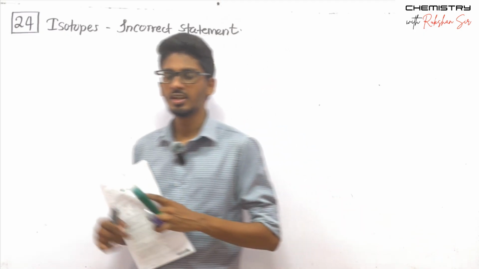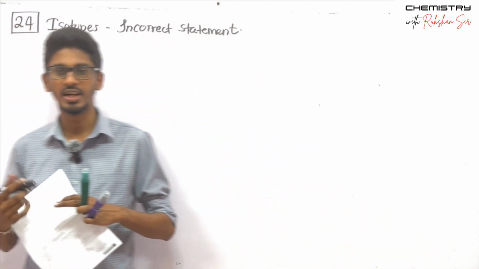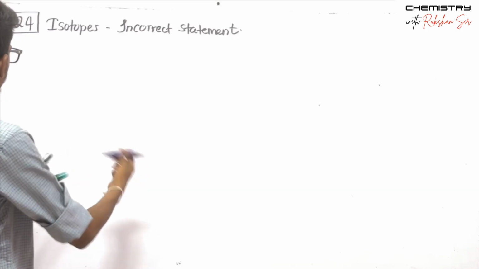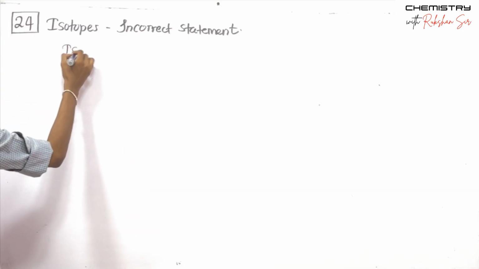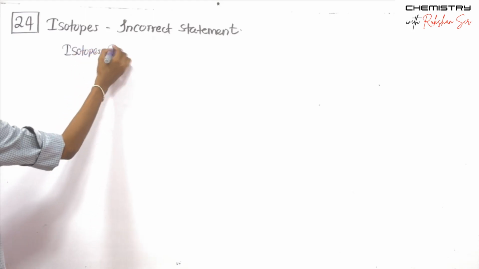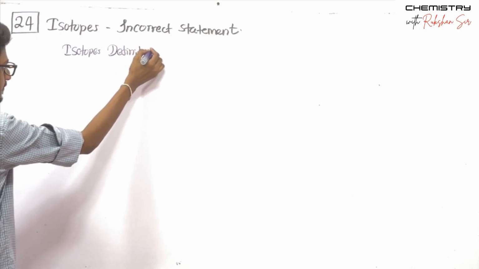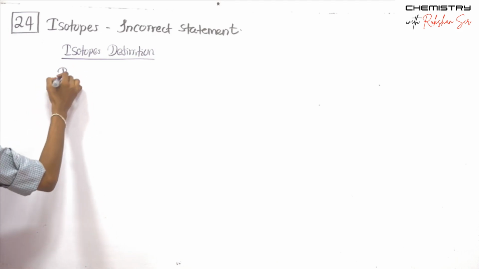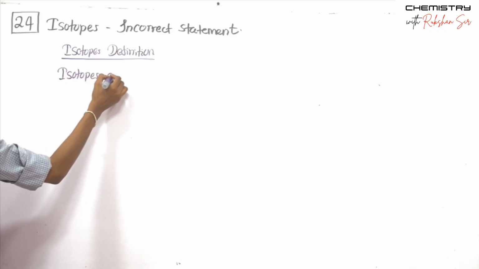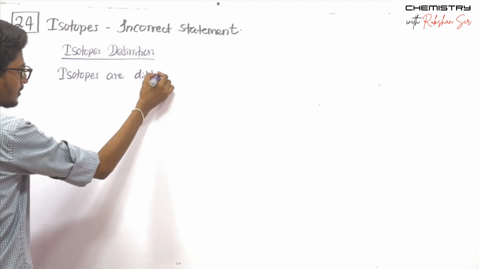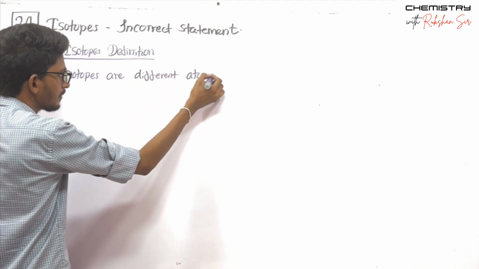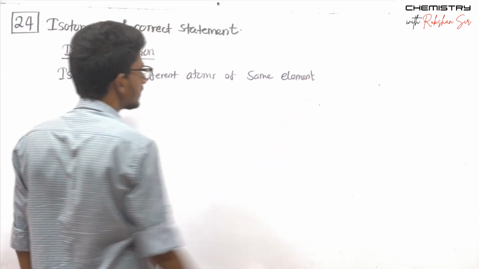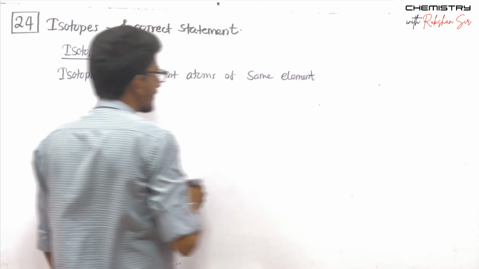First of all, let's come up with some properties of isotopes. What are isotopes? Let's learn about that a bit, then we can discuss these properties. Isotopes, definition. What are isotopes? Isotopes are different atoms of the same element, right?